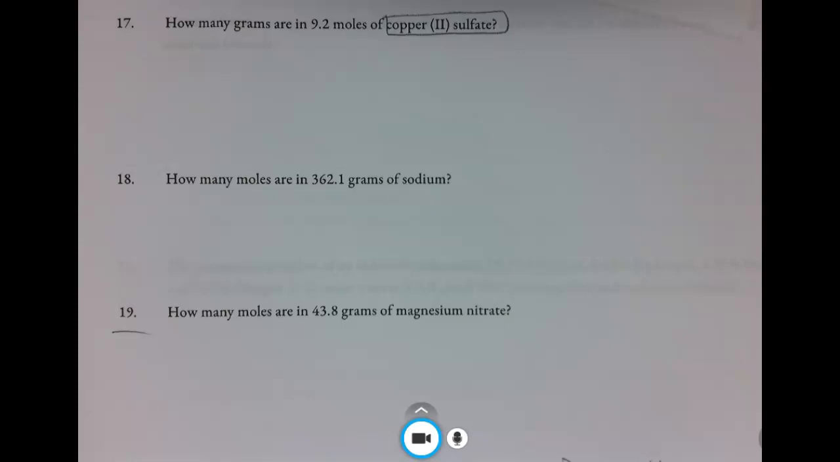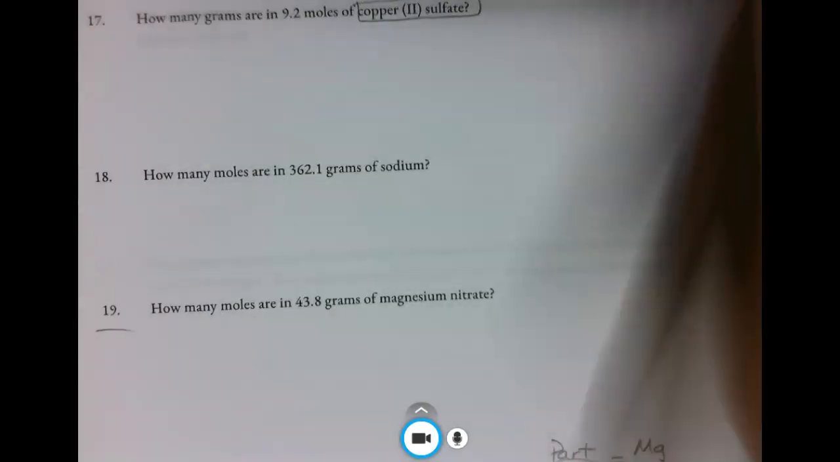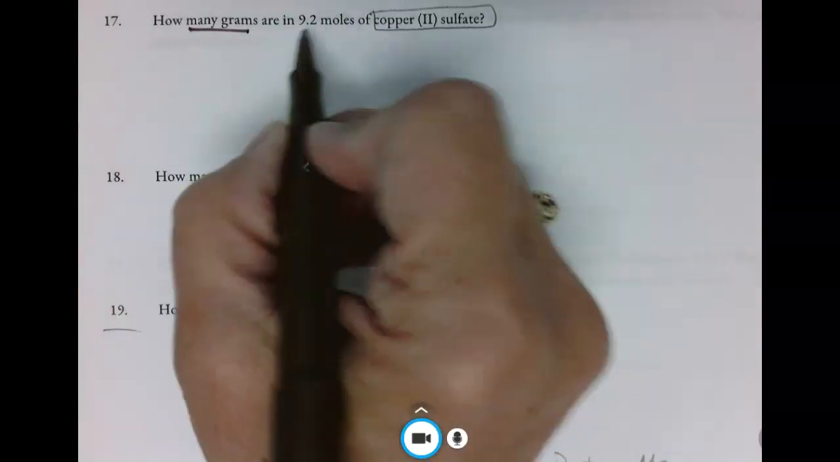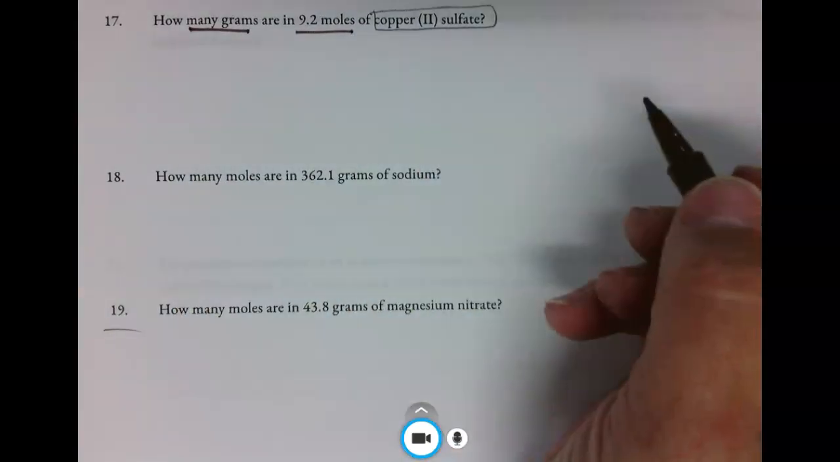Okay, so this is video 3 of our review. We're going to be doing problems like 17 through 19, in which we are calculating gram to mole conversions and mole to gram. So this one says: how many grams are in 9.2 moles of copper sulfate?